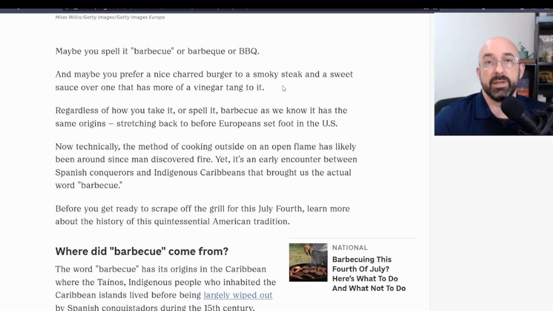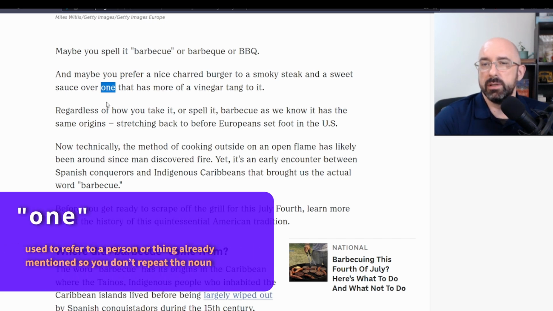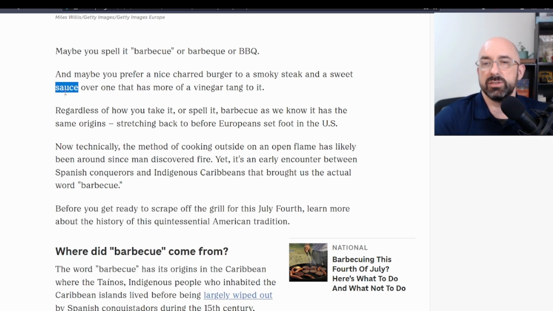So when we are comparing two things, we're talking about preference. We'll say compare A to B. In this case, charred burger to a smoky steak. And then it says, and a sweet sauce over the one that has more of a vinegar tang to it. So sweet sauce, again, is that adjective talking about the sauce. Over one. This word one, what is that referring to? And that's referring to our sauce. So this is our subject here, over a sweet sauce over one. So this is basically saying over another, over a sauce that has more of a vinegar tang to it.